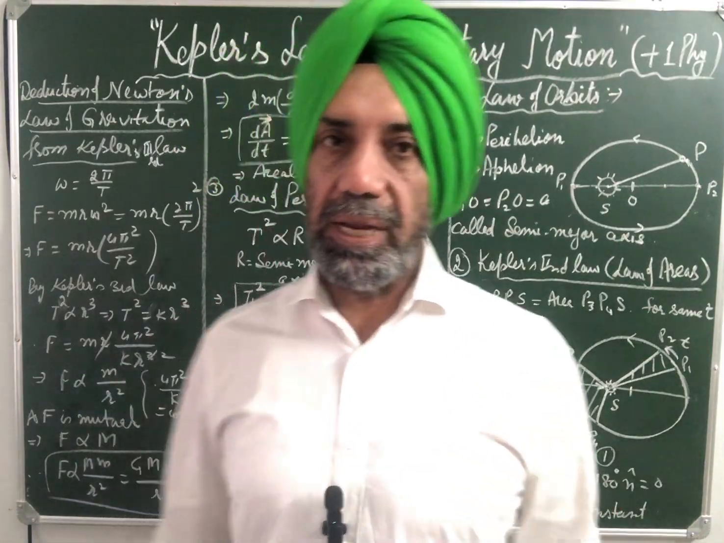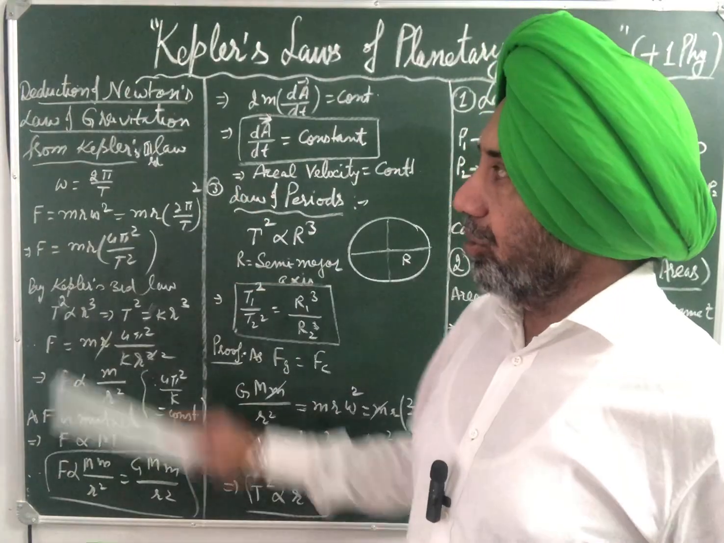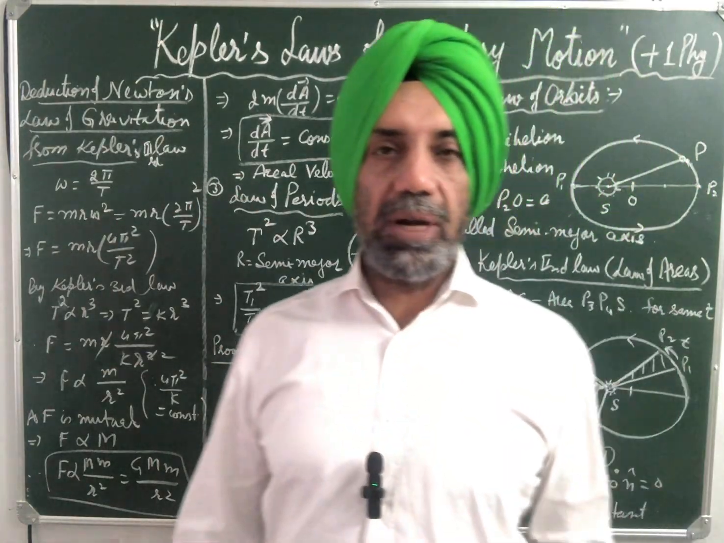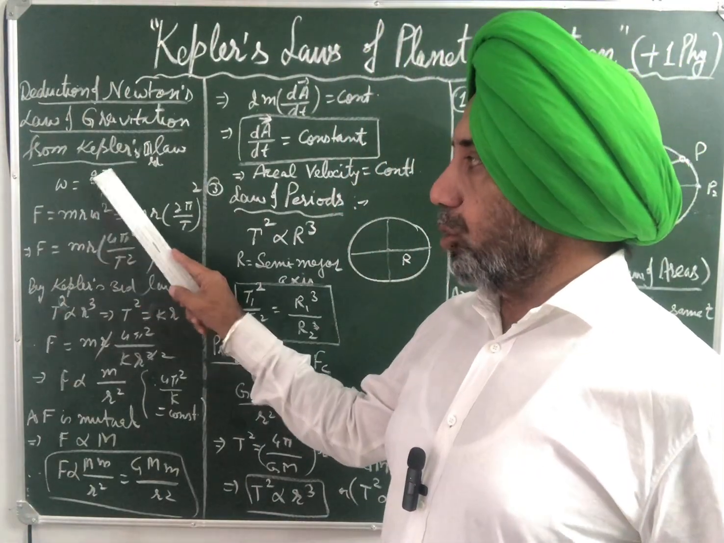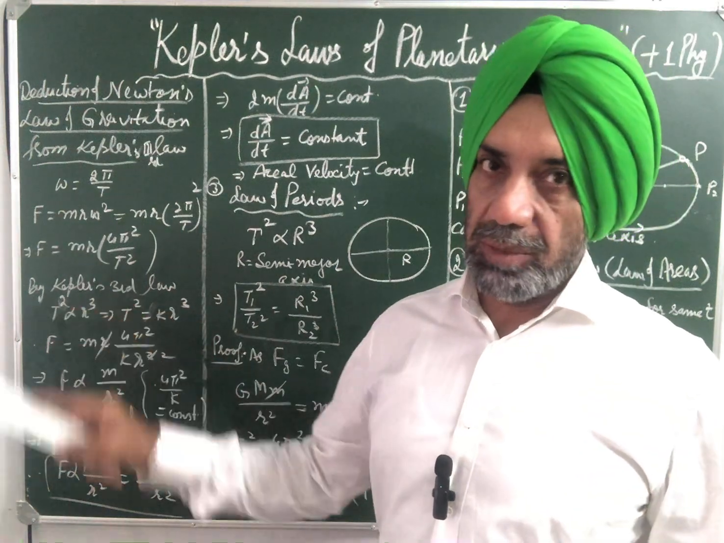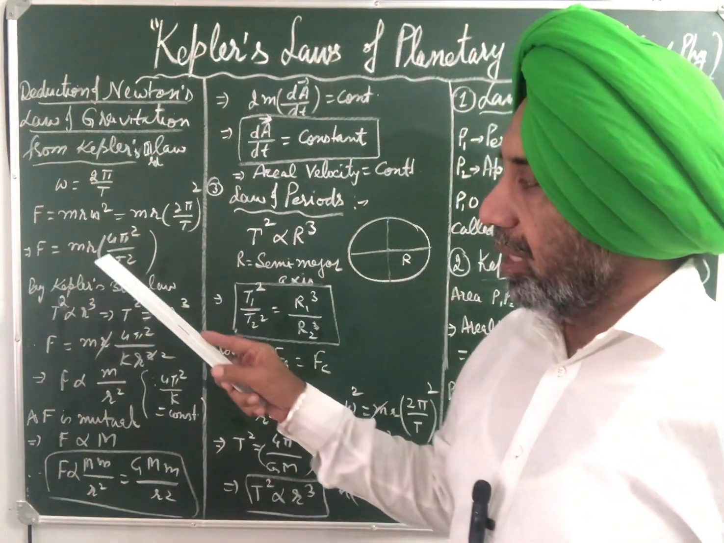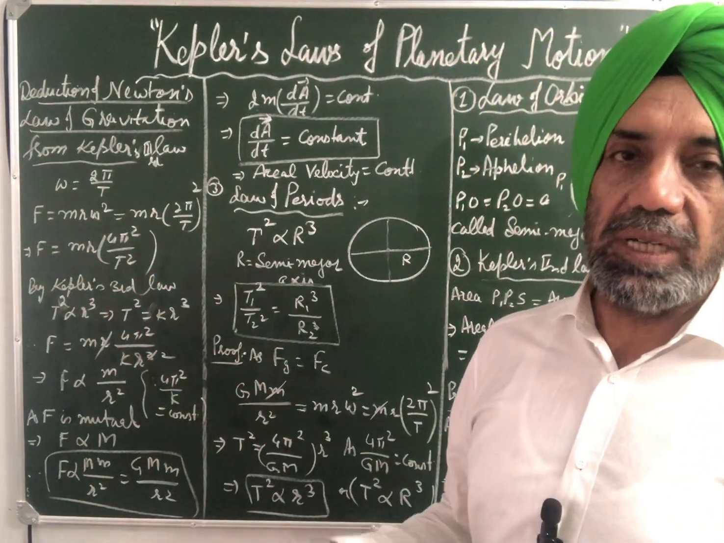You can remember them, and it is very important. This is an application of Kepler's laws also. We can deduce Newton's law of gravitation from Kepler's laws. As omega is equal to 2 pi by T, and the necessary centripetal force is provided by the gravitational force. Centripetal force must be equal to gravitational force.